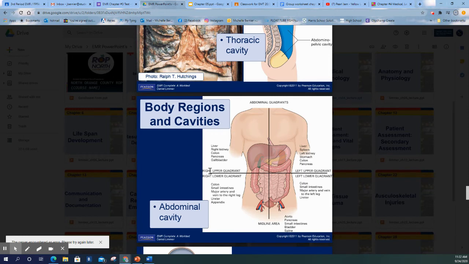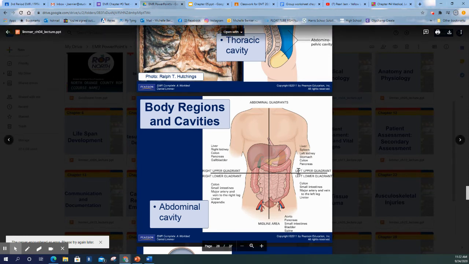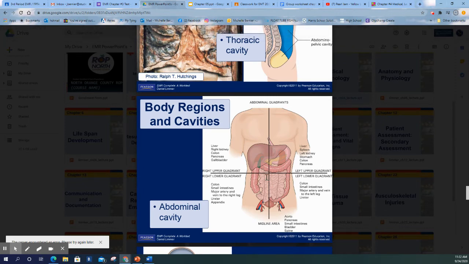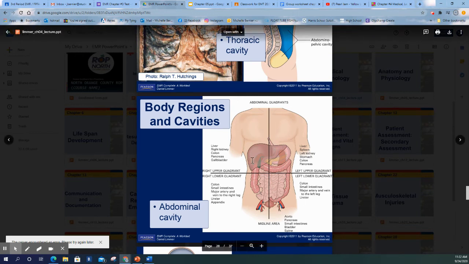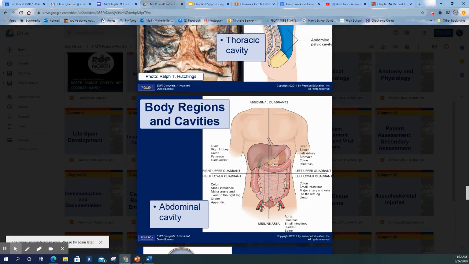We have what's called the right upper quadrant, or the RUQ. We have the LUQ, left upper. We have the RLQ, which is right lower, and the LLQ, which is left lower. Each organ is going to be found specifically in different portions of these 4 quadrants.